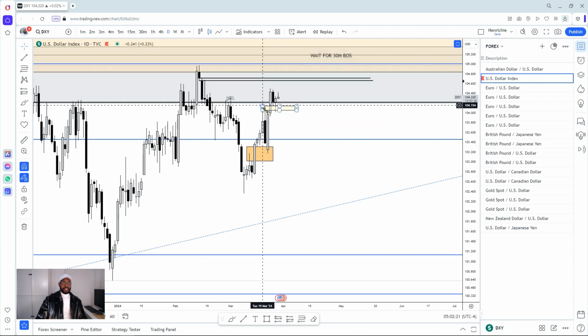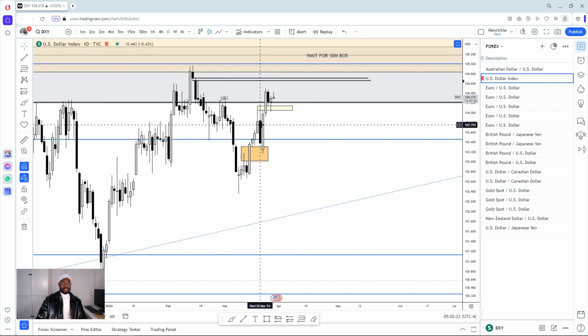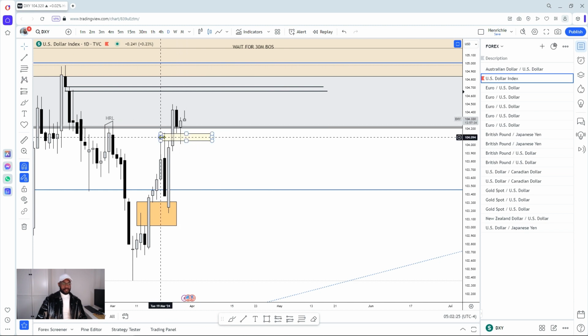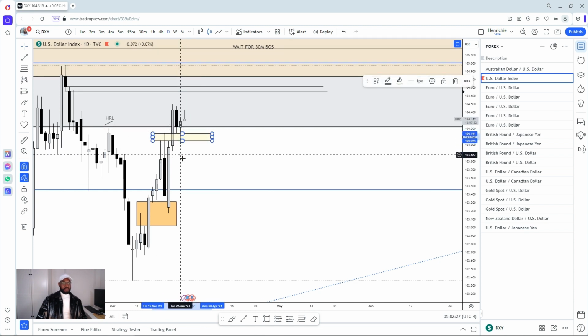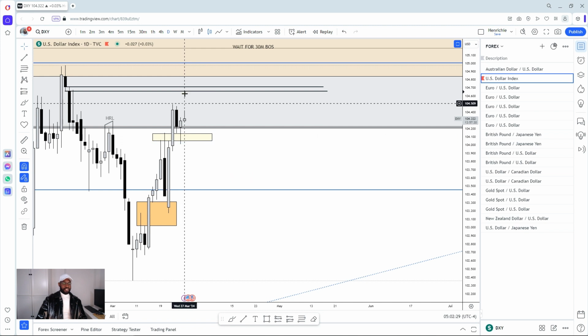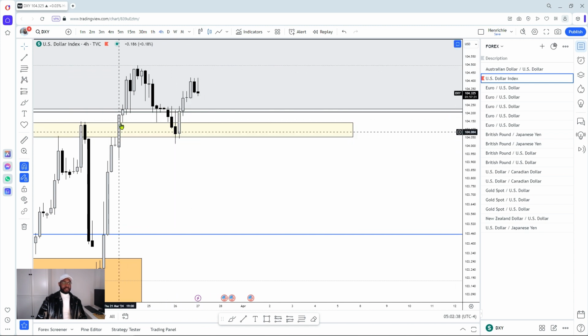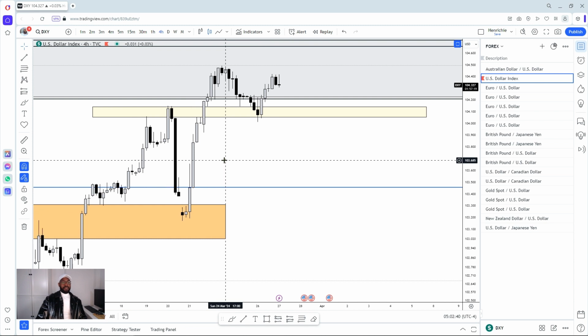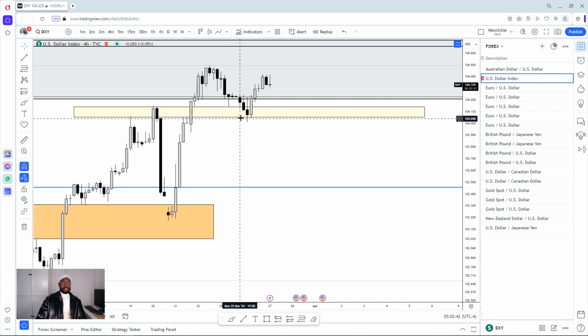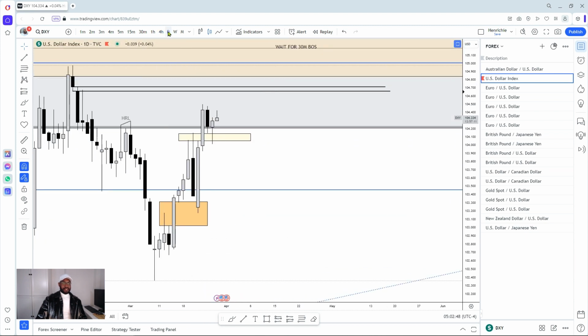We talked about this inefficiency on Monday, and look what price has done to the inefficiency. We came down into it very nicely and rejected off that position, and we saw this expansion on the smaller time frame. You can see on the 4-hour time frame, we saw an expansion after price mitigated that position. And the reason why I wanted to see this kind of rejection of this position, the first one was because of the daily inefficiency. Right there, there's a daily inefficiency.